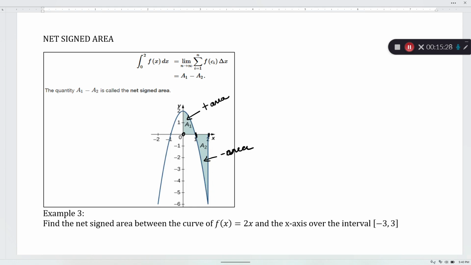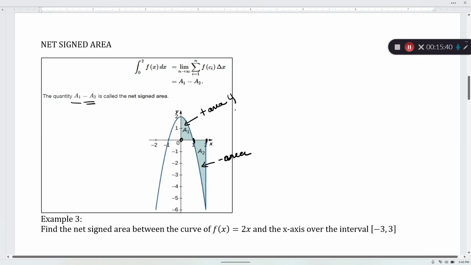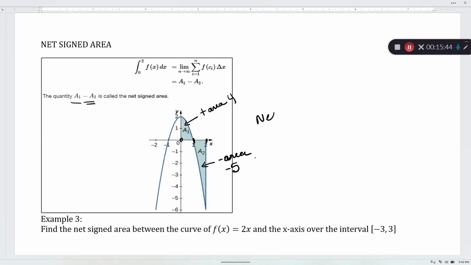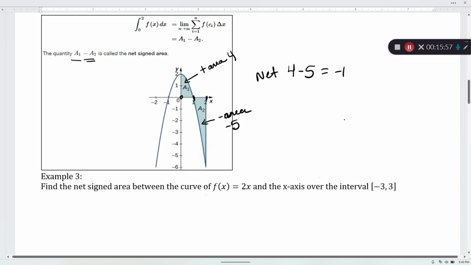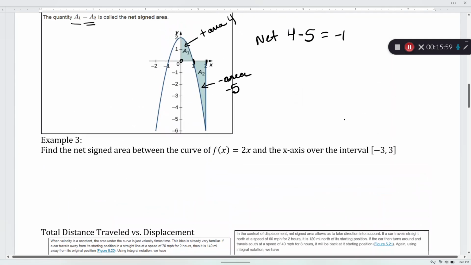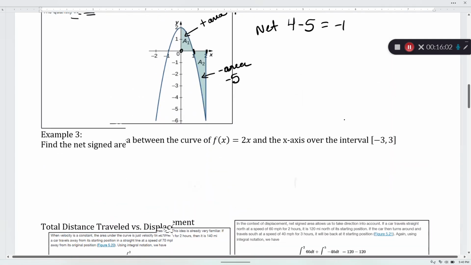So net area is when you add the two areas together. Stuff below is a negative, right? Or it's subtracted off. So if this was 4 and this was -5, the net would be the sum of those two added together, okay? So it would be -1 net. Okay, so I don't know if that's what that is, so don't quote me. I was just throwing numbers for an example.